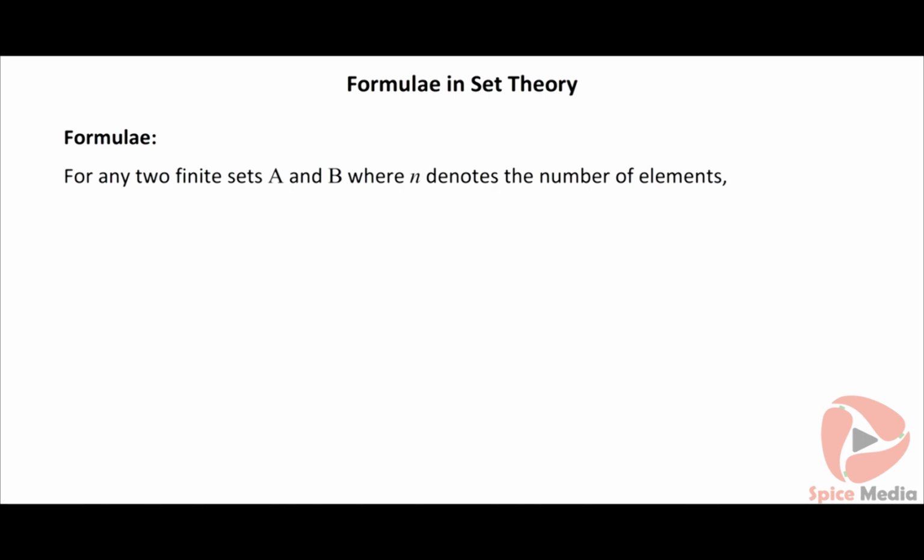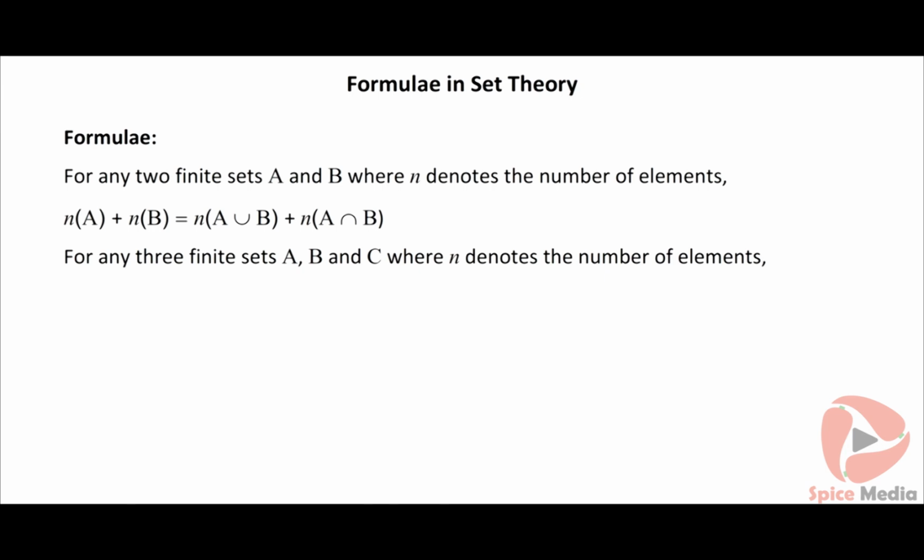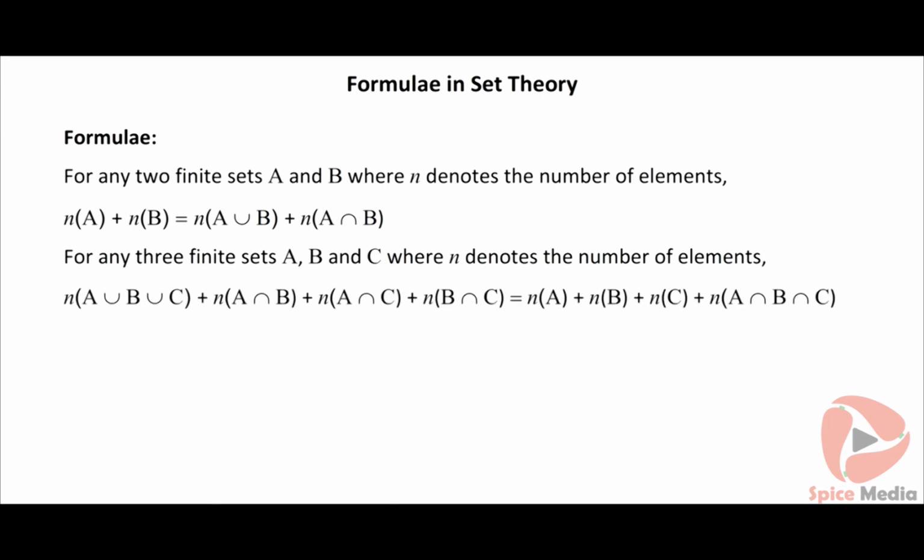Let us inspect some formulae in set theory. For any two finite sets A and B, where n denotes the number of elements, n of A plus n of B is equal to n of A union B plus n of A intersection B. For any three finite sets A, B, and C, where n denotes the number of elements, n of A union B union C plus n of A intersection B plus n of A intersection C plus n of B intersection C is equal to n of A plus n of B plus n of C plus n of A intersection B intersection C.